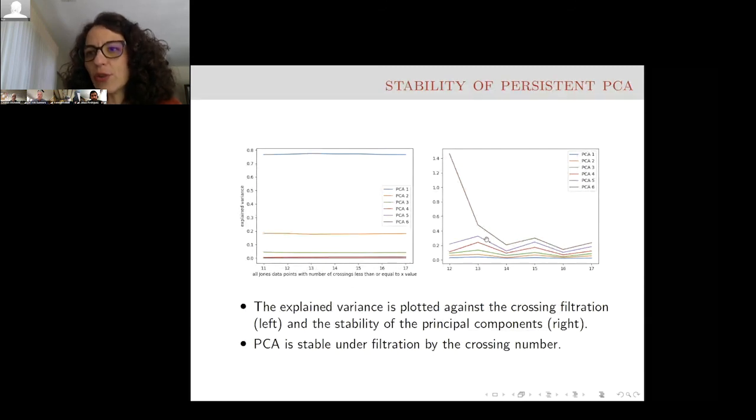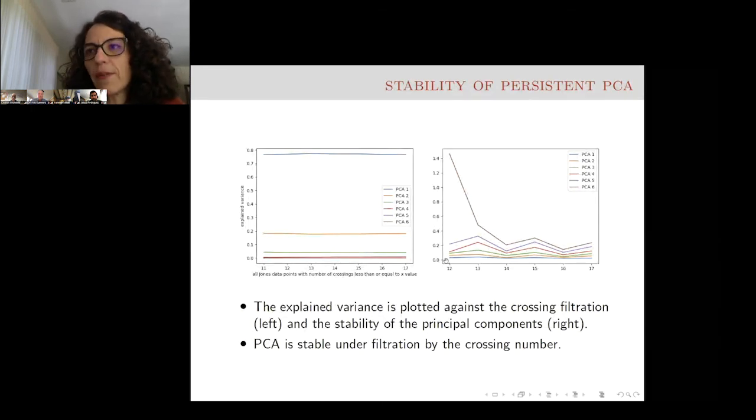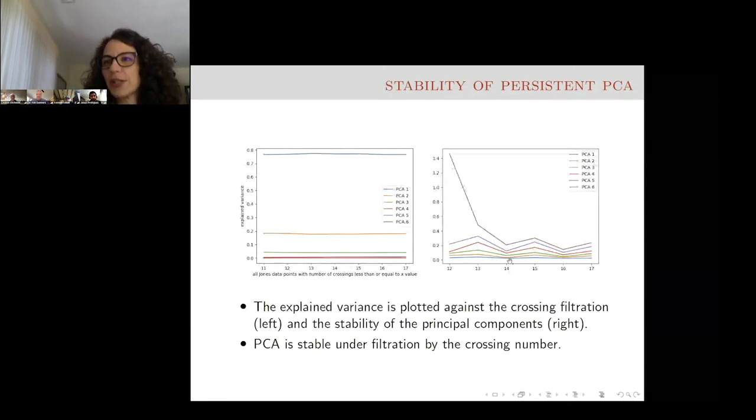And then what you see here is the angle measured in radians. This tells you how much it changes. The first principal component is stable across the filtration. The sixth one changes, and then they're somewhat stable here. There are more details in the paper, but I hope that this answers your question.